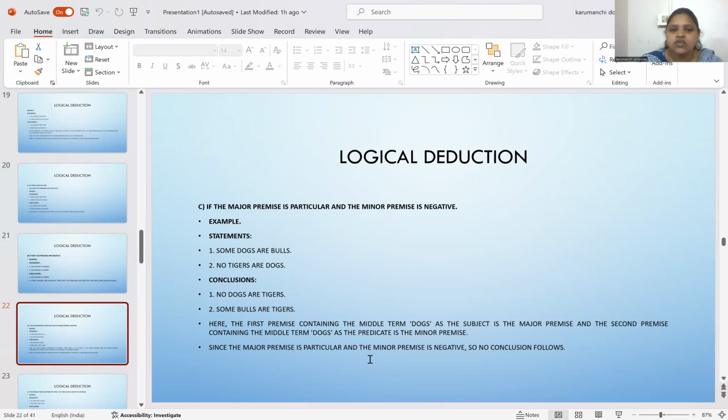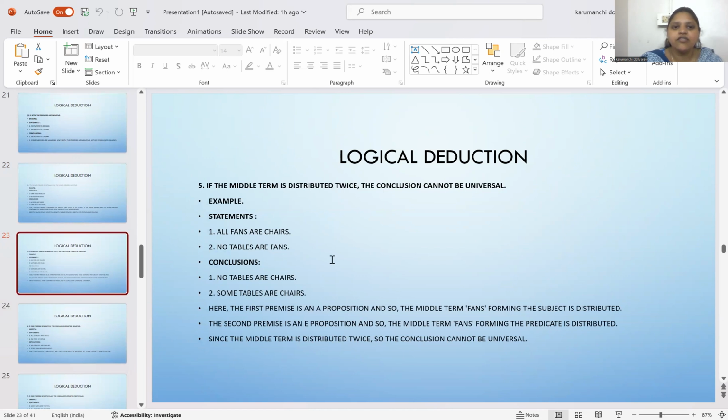The conclusion is no dogs are tigers, some bulls are tigers. Here the first premise contains the middle term, dogs, as the subject, so it is the major premise. The second premise contains the middle term dog as the predicate in the minor premise. Since the major premise is particular and the minor premise is negative, we cannot conclude from these statements.